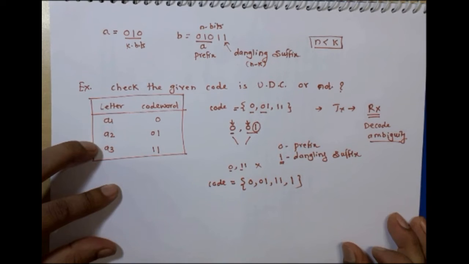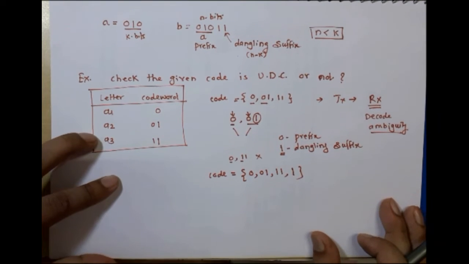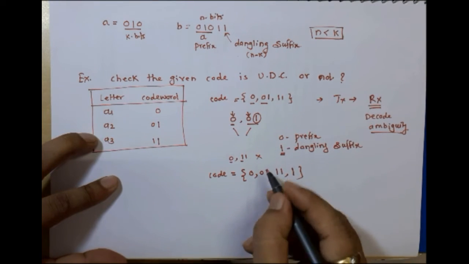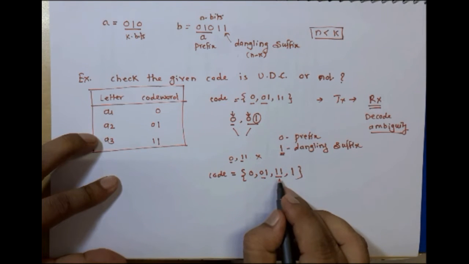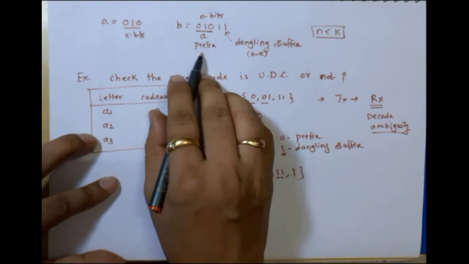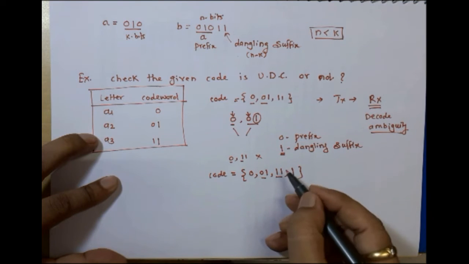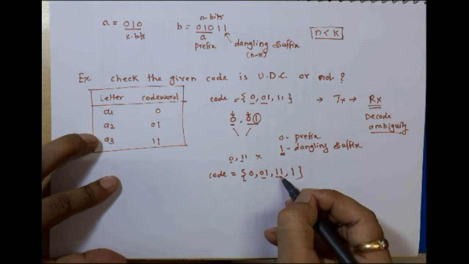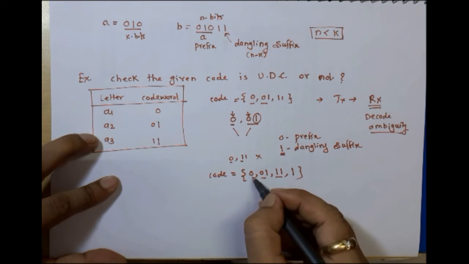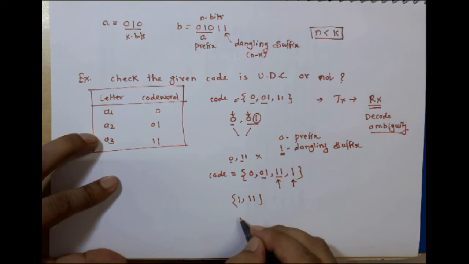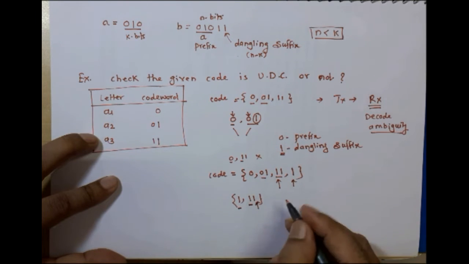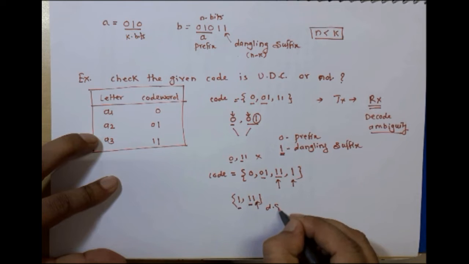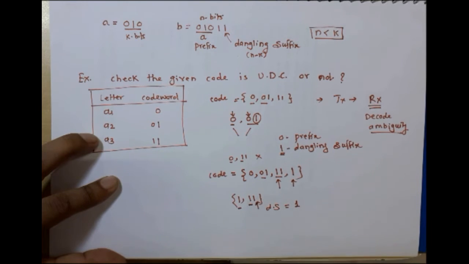Now what to do? Next thing is, now you compare 0 1 with 1 1. Both are 2 bits, so there is no possibility of prefix and dangling bit. That will remain as it is. We'll compare now this 1 1 with 1 0 1 and 0. If we compare 1 and 1 1, this 1 is prefix of 1 1 and there is one more dangling suffix. So dangling suffix here is 1.